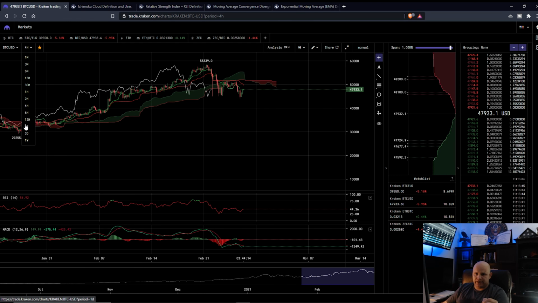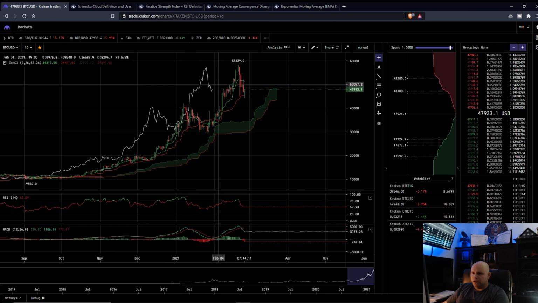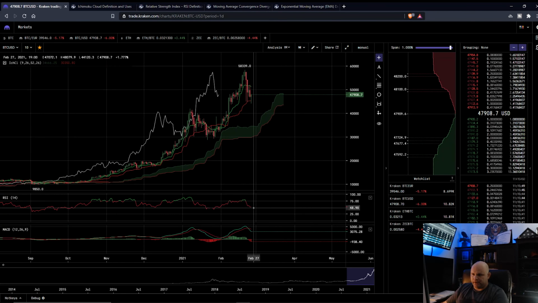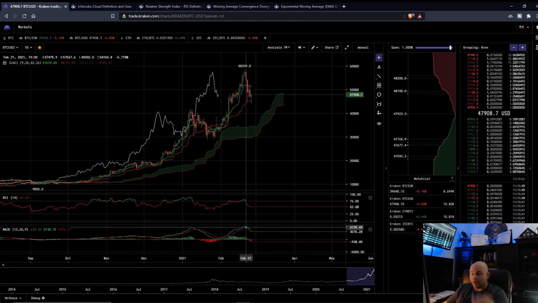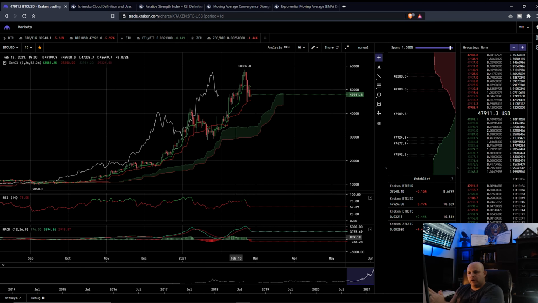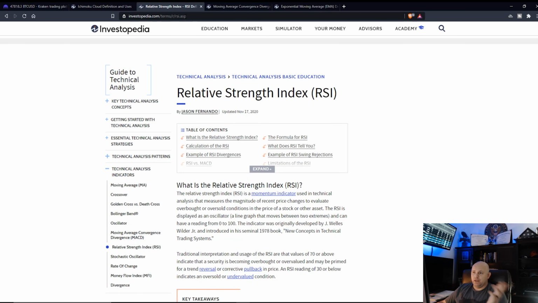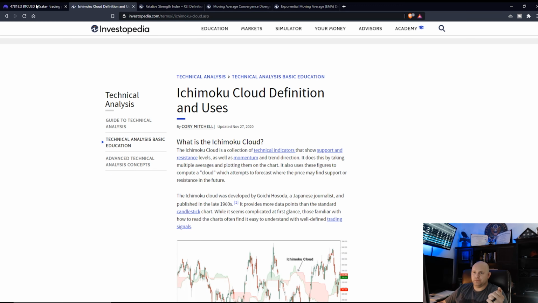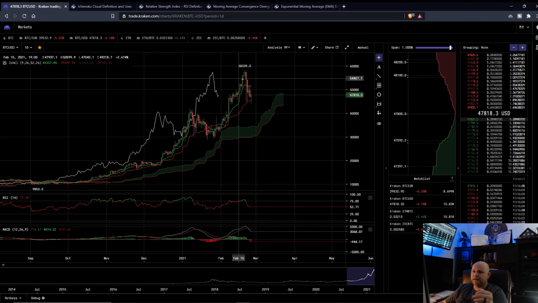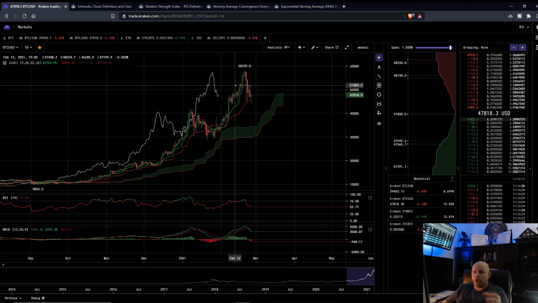Excuse me. If we want to take a look at the daily, right here, we want to zoom in and take a look at the RSI. The MACD is doing a crossover. This green to red is a transition from convergence to divergence. And I'm going to show you this: on Investopedia, the relative strength index, the MACD, and the Ichimoku cloud, you can find and read a little bit more about all three of those.